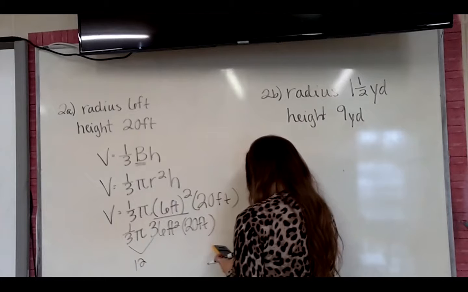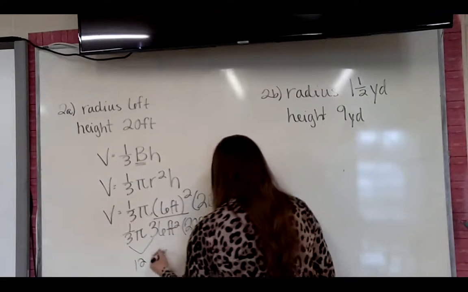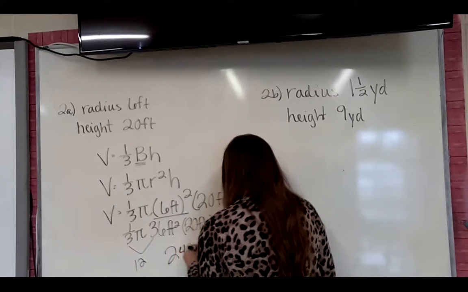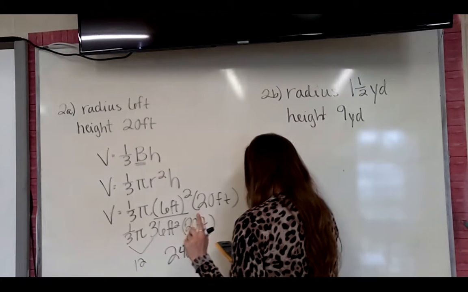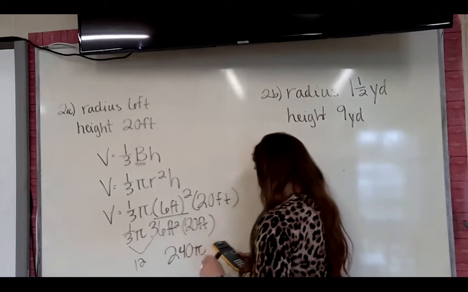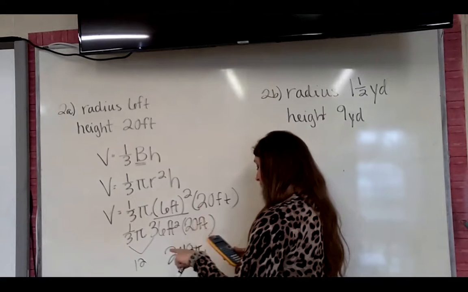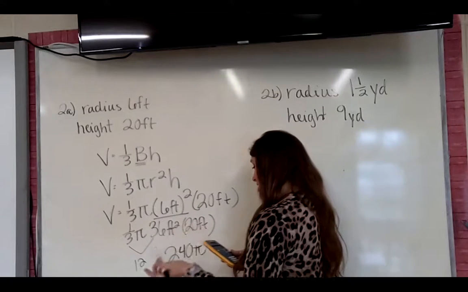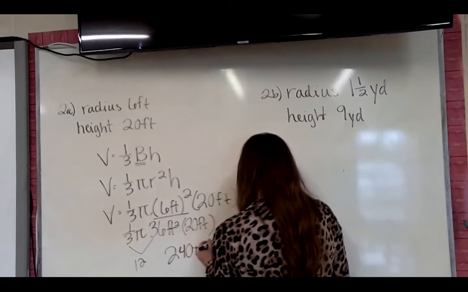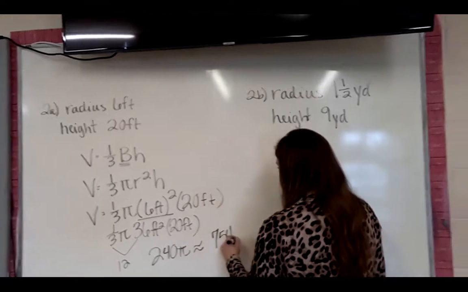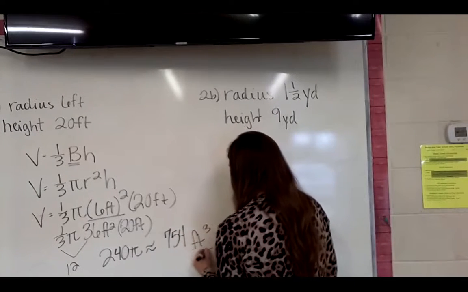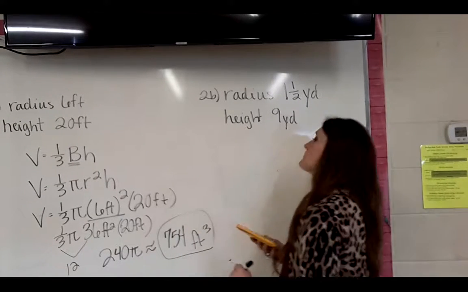Then I'm going to do 12 times 20 and get 240 pi. So then I do times pi. We're rounding it to one place behind the decimal. I get 753.98. 8 rounds up, so that 9 also goes up. So it actually rounds to a whole number. 754 cubic feet would be the volume of that cone.